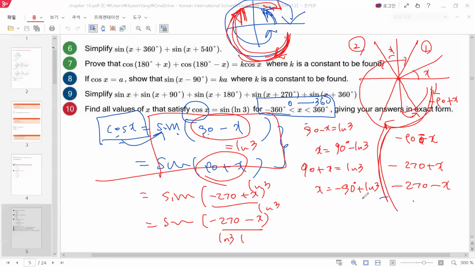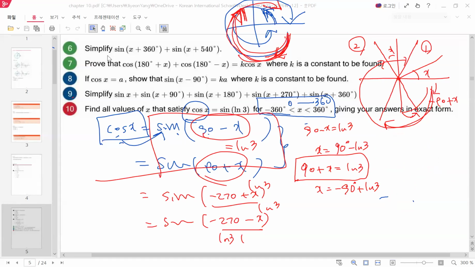Is this correct? It's not? Yeah, because it is written as sine ln3, so it should be ln3. And then 90 plus x equals ln3, then x should be minus 90 degrees plus ln3. This is correct. And the third one, negative 270 plus x equals ln3. Therefore, x equals 270 degrees plus ln3.